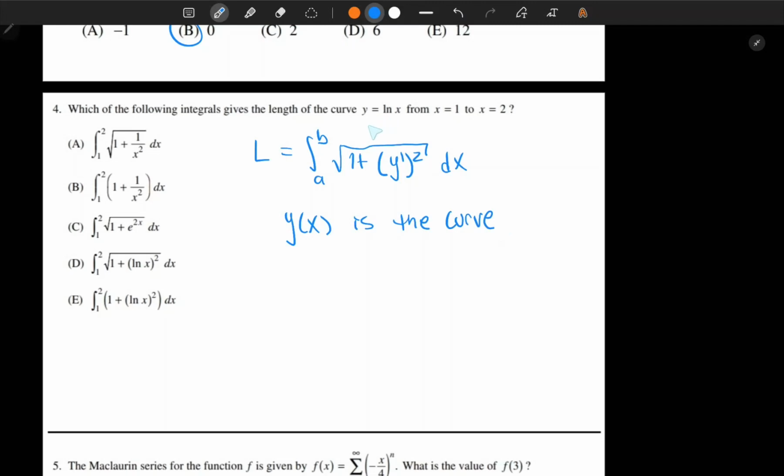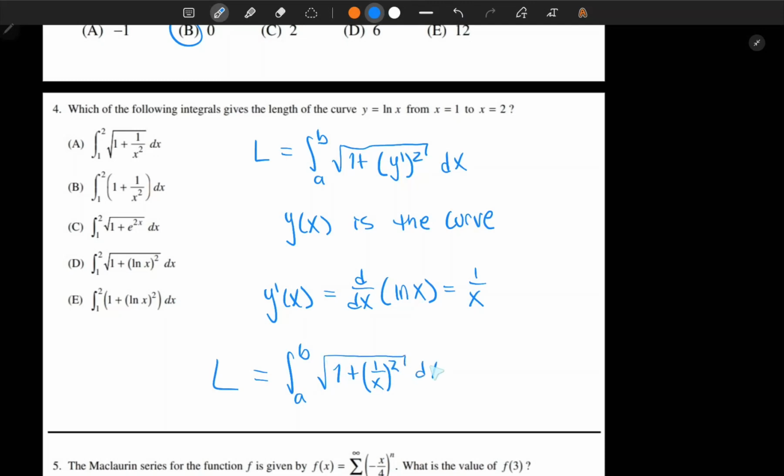Here, y of x is equal to ln x. So y prime of x here is equal to d dx acting on ln x. But the x derivative of ln x is equal to 1 over x. So the length is equal to the integral from a to b of the square root of 1 plus 1 over x squared dx. So the answer here is B.